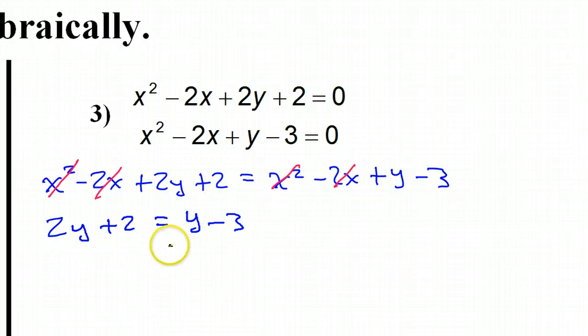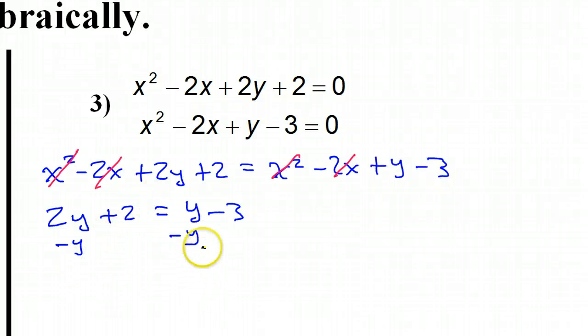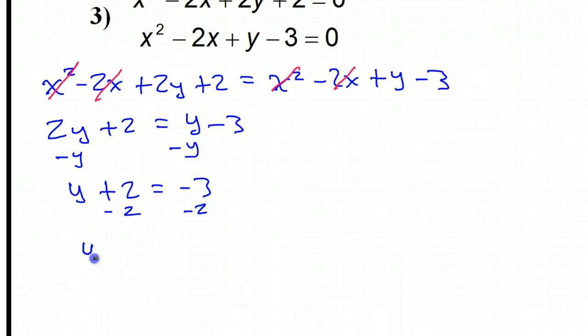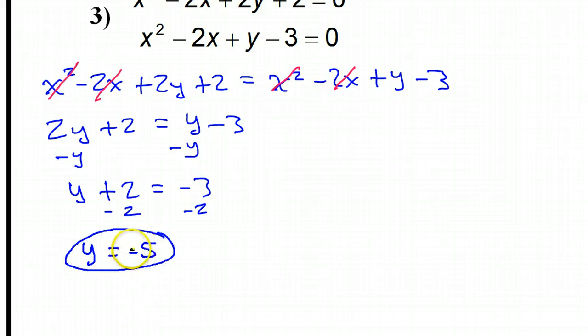Let's get these y's together by subtracting y from both sides. 2y minus 1y is just y. So I've got y plus 2 is equal to negative 3. To get y by itself, we will subtract 2 from both sides. That's going to give us y equals negative 5. So we've got our one solution there, y equals negative 5. Let's plug that back in and find the x that goes with it.